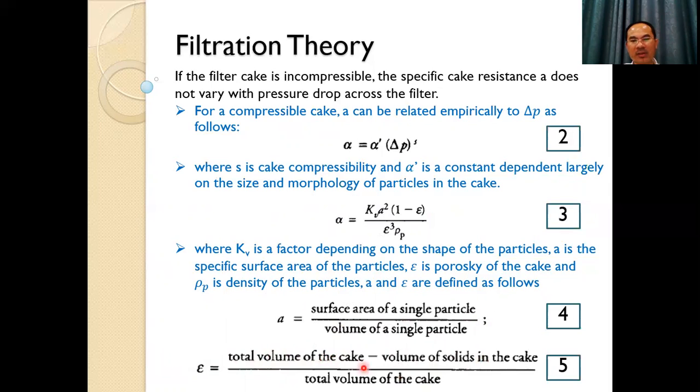So the volume of the cake minus the volume of the solid in the cake, divided by the total volume of the cake. That means the void fraction is equal to the liquid, not the solid. This considers only the liquid in the cake. That's like the void fraction.